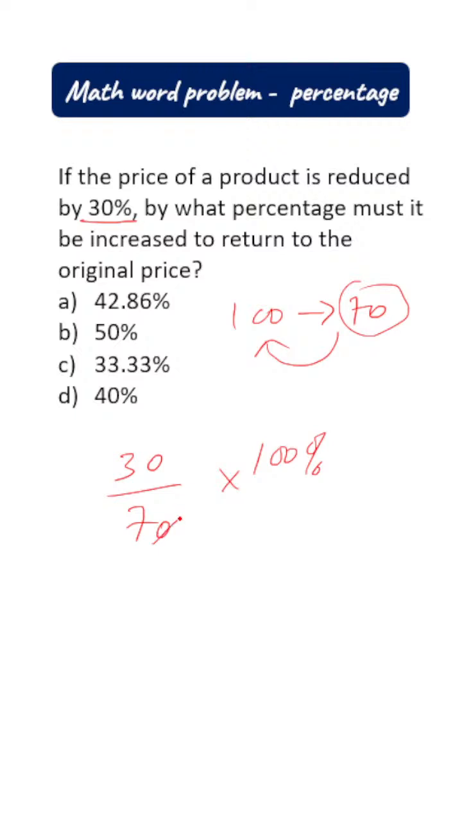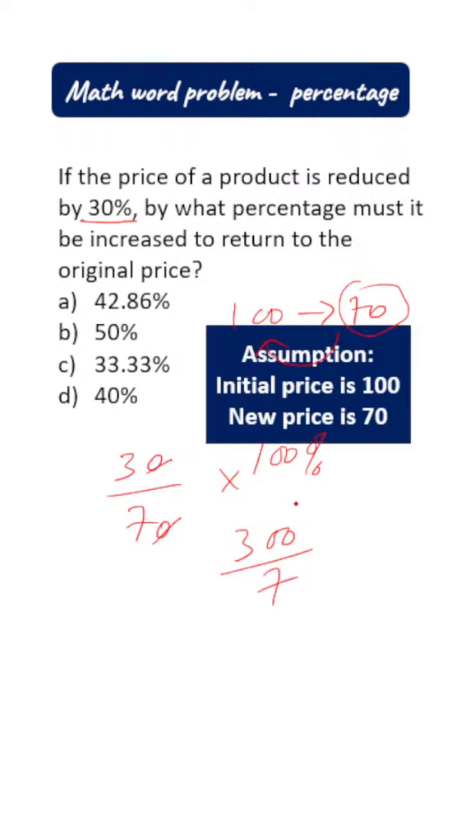So here you can say 0 cancel 0, then you have 300 divided by 7. So 300 divided by 7, if you punch that in a calculator, let me do that right now. 300 divided by 7, that will give 42.8, approximately 42.86.